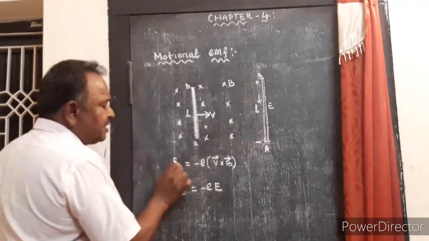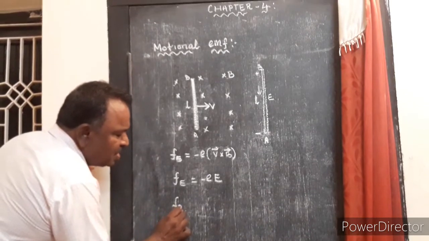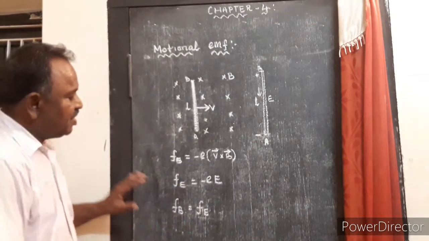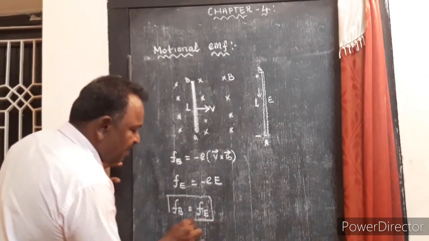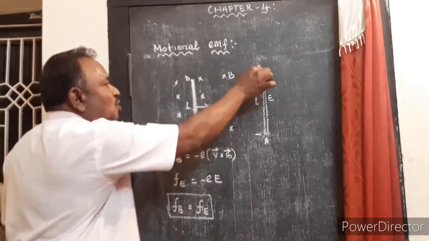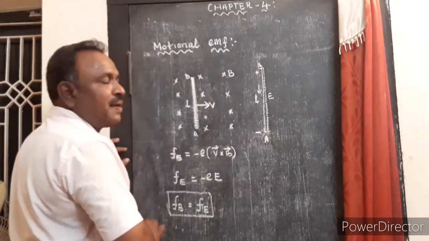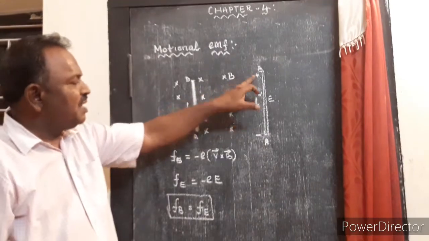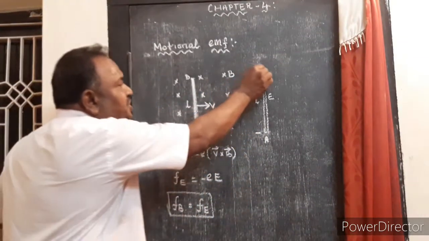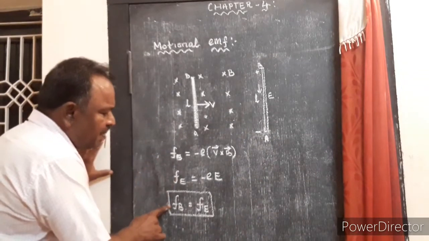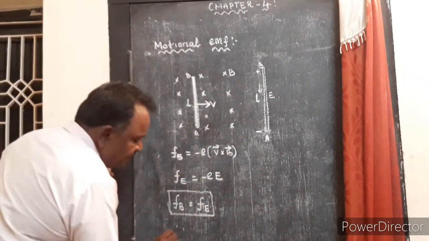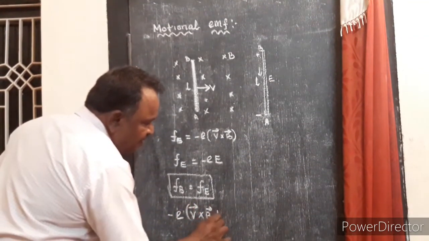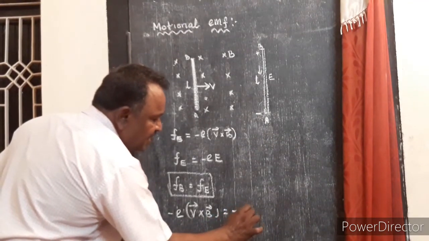When the equilibrium condition is reached, the magnetic Lorentz force is equal to the electrical force. So when Fb is equal to Fe, no more electrons will flow towards A and make A more negative. Under this condition, a potential difference is created. The potential difference across the ends of the conductor is obtained by equating the two forces, that is, minus e into v cross B is equal to minus e into E.